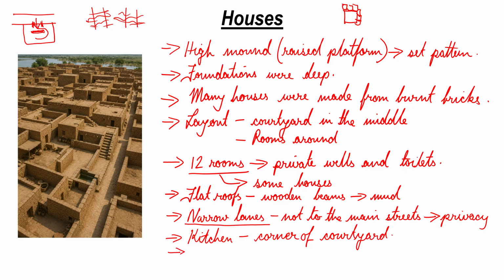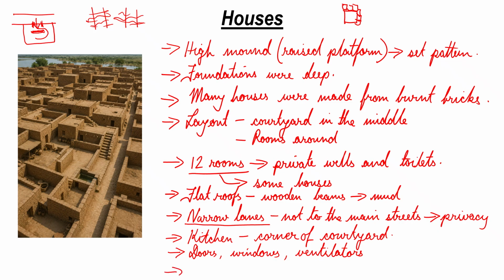Houses had doors and windows, ventilators. So there were doors, windows, ventilators. You can understand this. What is this for? This is for proper air circulation, for air and light.